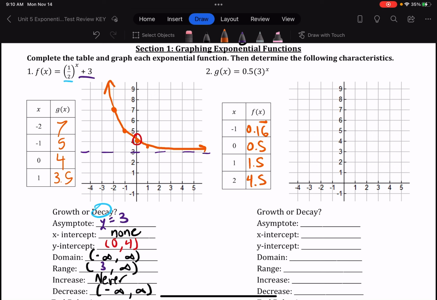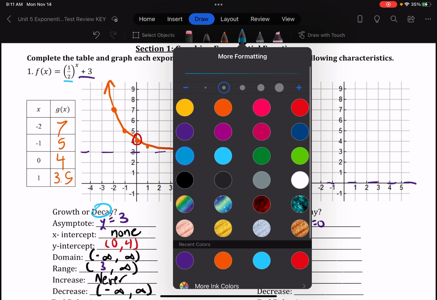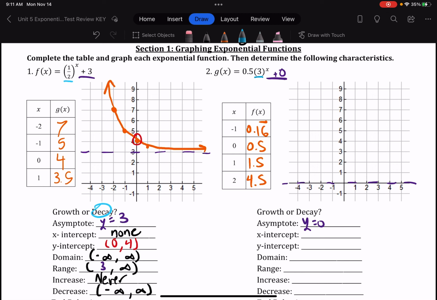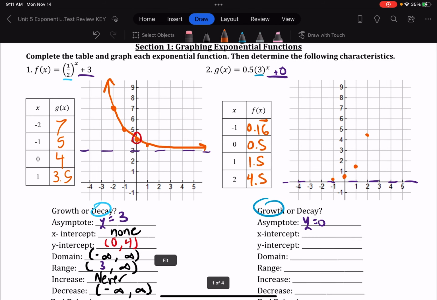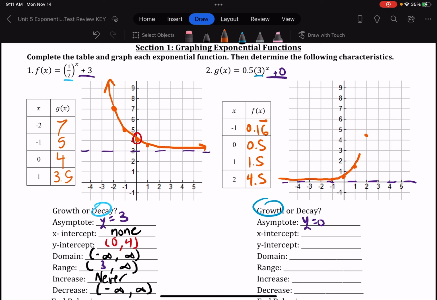So I'm going to graph those values, but let's look at our horizontal asymptote first. Since I don't have anything added, I can assume that it's +0. So my asymptote is going to be at that x-axis, so where y equals 0. This is going to be a growth function because my b value is greater than 1. If I graph this at -1, I'm almost at 0, but not quite there. 0 is going to be 0.5, 1 is 1.5, and 2 is all the way up here at 4.5. So this is increasing. So as x increases, my y value is increasing.